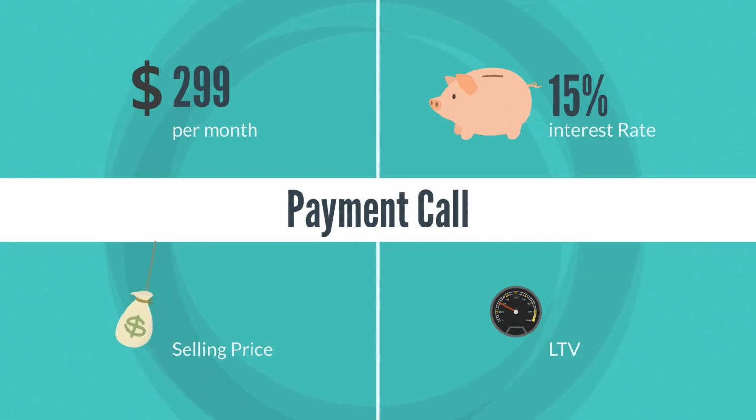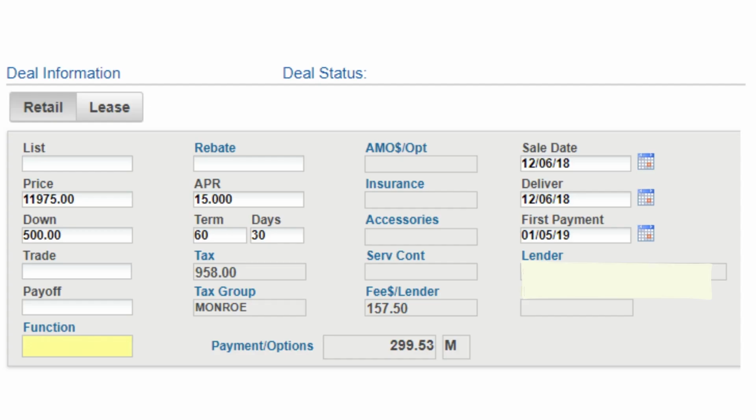Using your DMS software, you can plug in the numbers that you already know, such as the 15% interest rate and the customer's down payment of $500. Next, you can begin to play with the selling price in your DMS software until you find a payment that is all-inclusive at $299 per month. Looks like a selling price of $11,795 puts us at that magic $299 number.